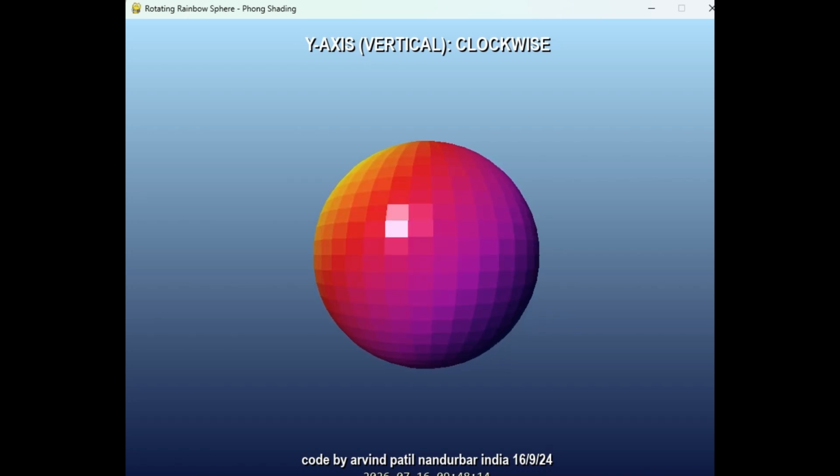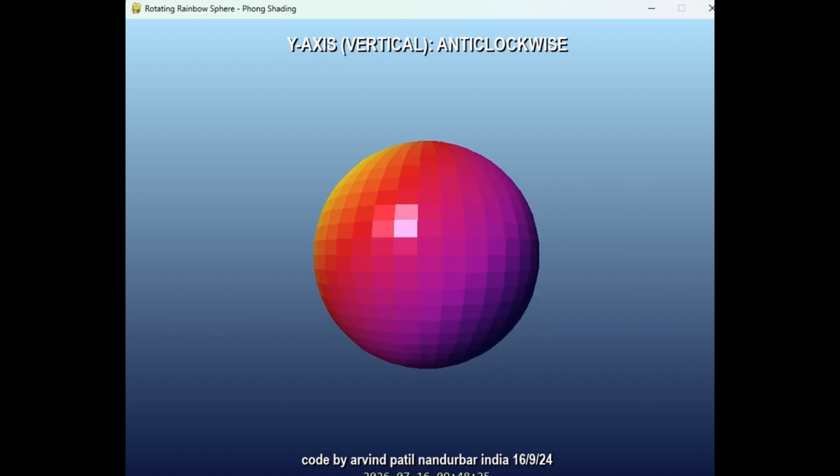It looks shiny because the program calculates 3 kinds of light: ambient light reaching every part softly, diffuse light falling directly on facing patches, and specular light, the small bright highlight where light reflects into our eyes. Together these are called Phong shading.